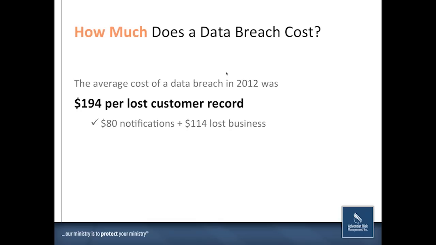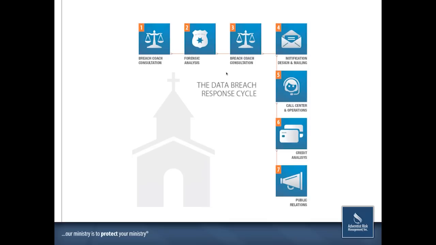So, how much does it cost? In 2012, the average cost after a data breach was $194 per lost record. That's for each one of the records, $194. You can see $80 for notifications and $114 for the lost business, which can add up. If we break it down, $1 or $2 for customer notification, and you would think, well, $1 or $2 is not much. But if you have hundreds of thousands of employees within your system, it definitely adds up, because the cost amount would be significantly higher than just for notifying customers.